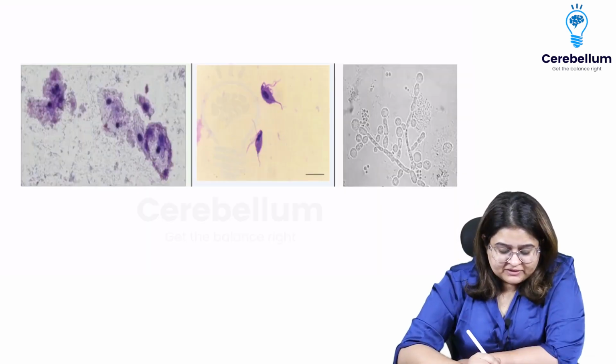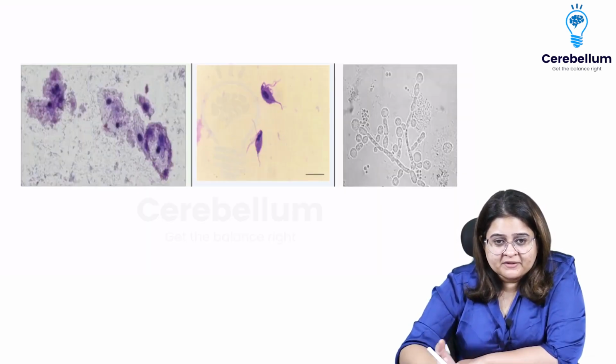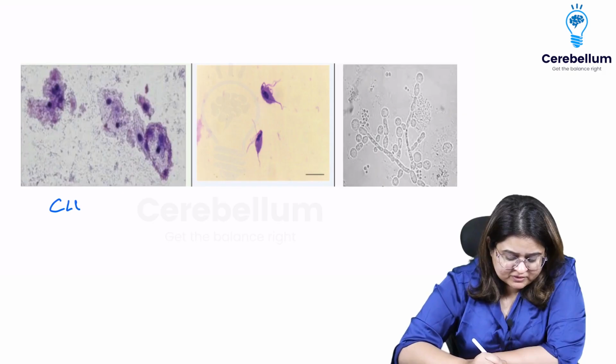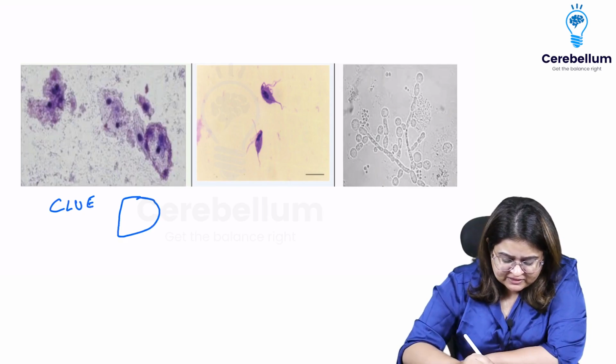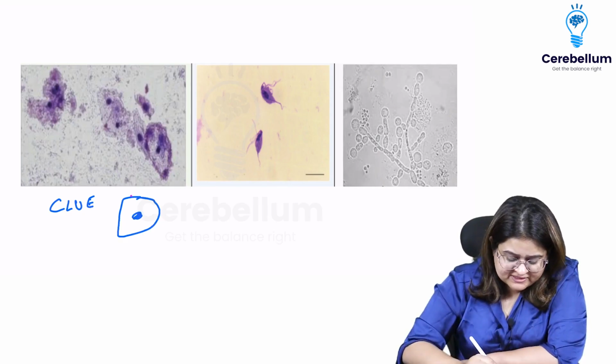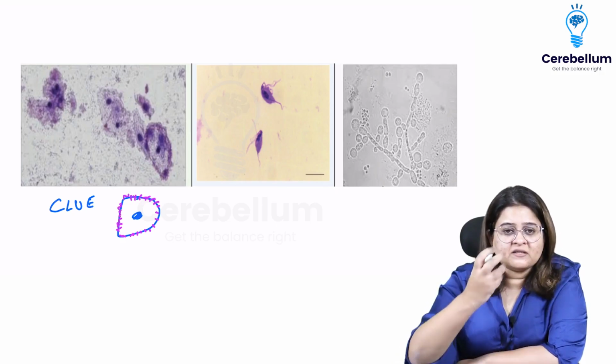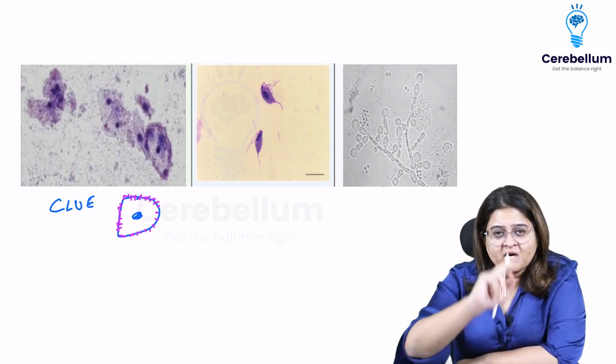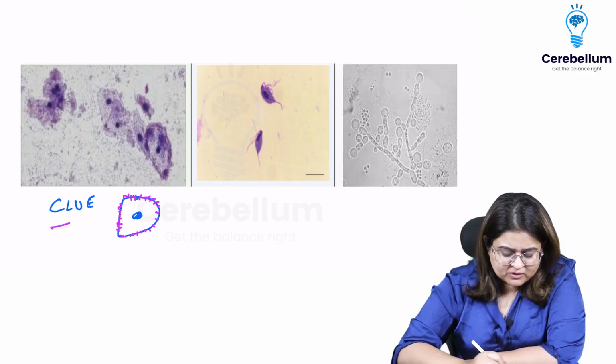So here you see the different pictures when you prepare a smear. The first one is showing the clue cell. What is a clue cell? It is a vaginal epithelial cell which does not have clear margins. Why? Because it is studded on the surface by multiple bacilli, which surround the vaginal epithelial cell. So the margins become blurry. This is called a clue cell.